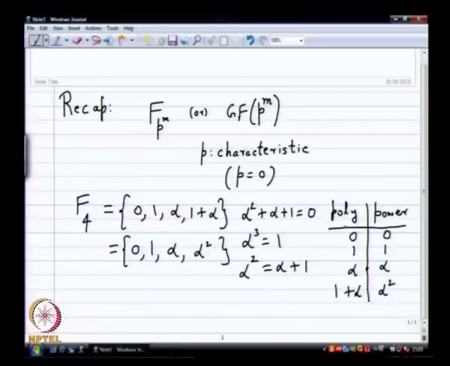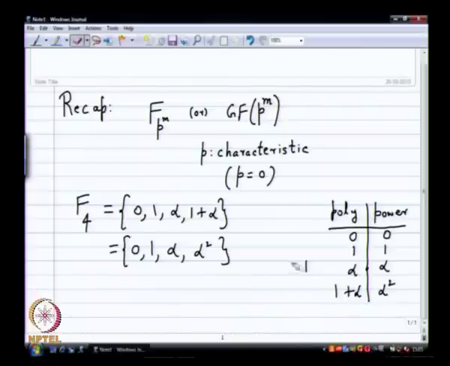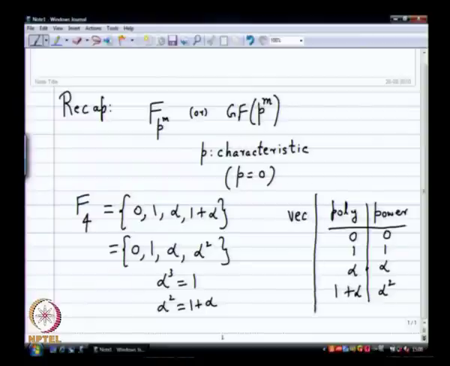The polynomial notation is sometimes also written as a vector notation. There is also this vector notation for polynomials. I do not seem to have room there, so I am going to erase this and write the vector notation next to it. So the vector notation is also popular. Basically you write the coefficients as vectors.